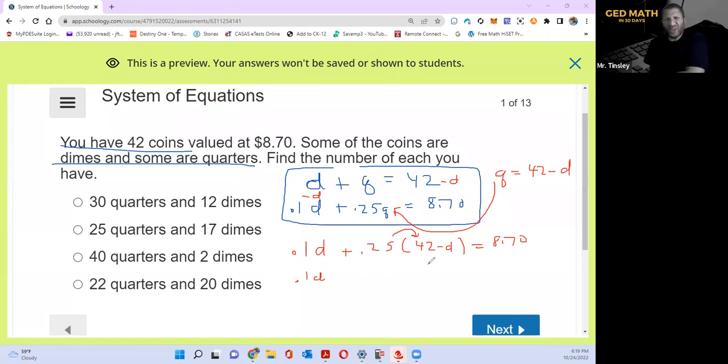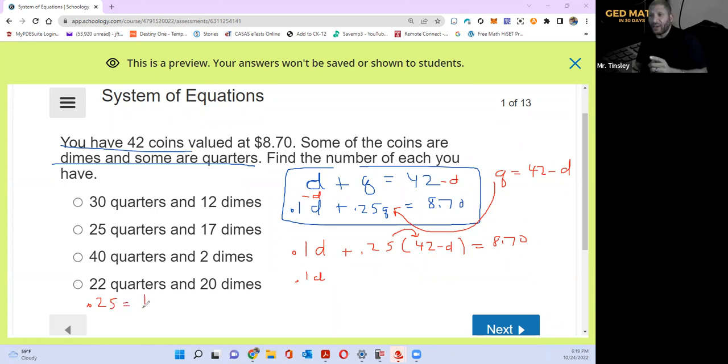Why did I say 42 divided by 4? Why did it say 0.25 times 42? Does anybody know? No. Because remember I told you, fraction, decimal, percent, equivalence. You have to know them.